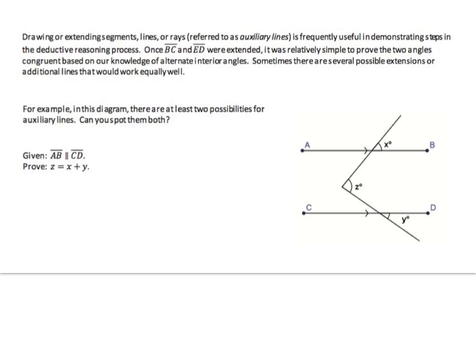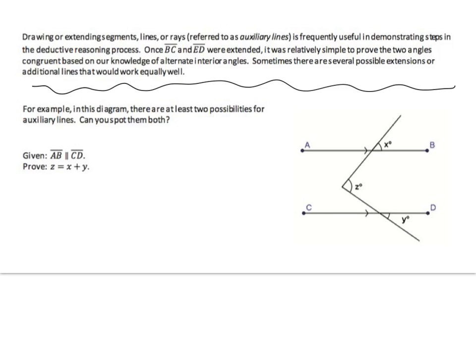Okay, let's go through this one together too. Drawing or extending segments, lines, rays, referred to as auxiliary lines, is frequently used in demonstrating steps in the deductive reasoning process. Once segment BC and ED were extended, in the previous example, it was relatively simple to prove the two angles congruent based on our knowledge of alternate interior angles. Sometimes there are several possible extensions or additional lines that would work equally well. So that's really for the previous example.